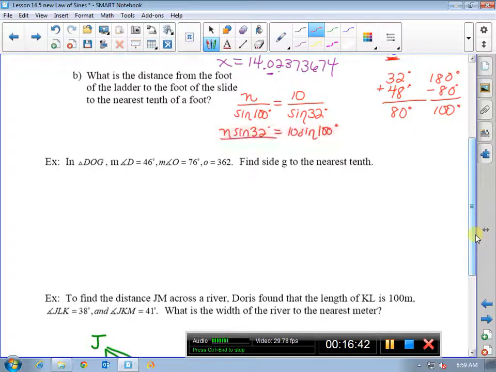Always think about pausing when you want to try a problem on your own. It's just very smart to know that you can do it on your own.